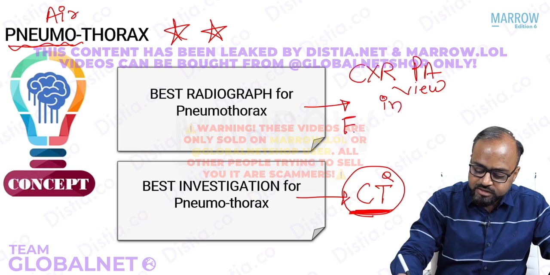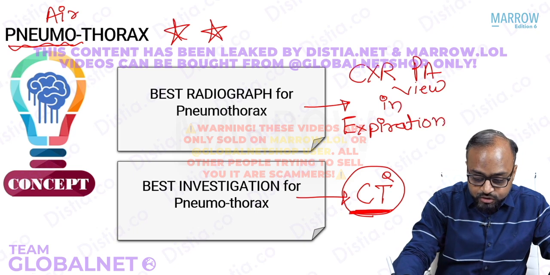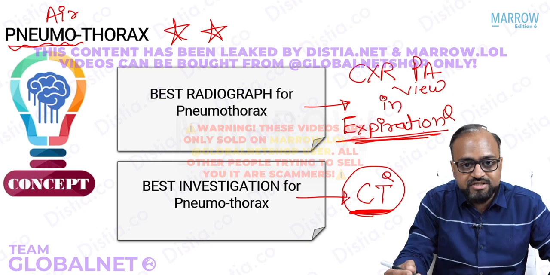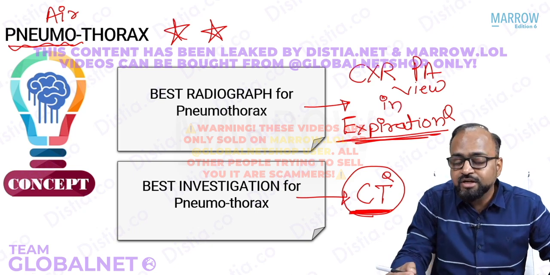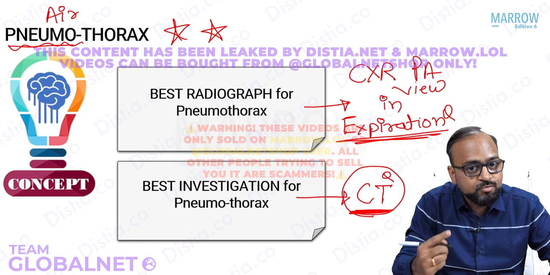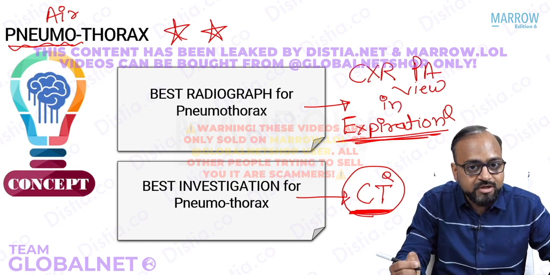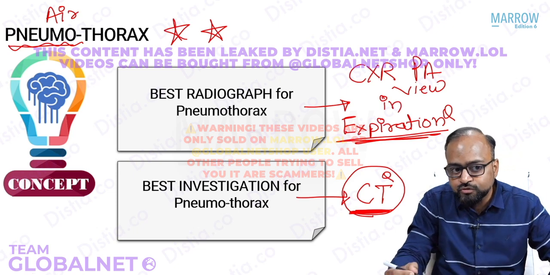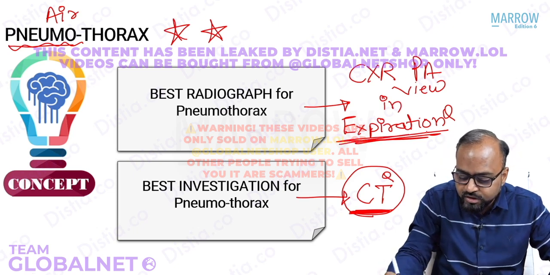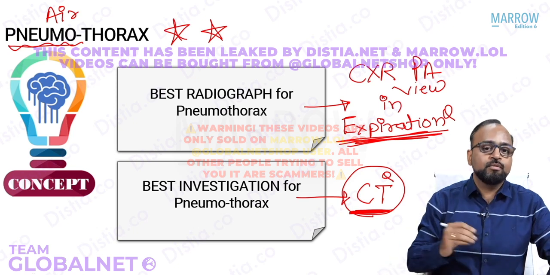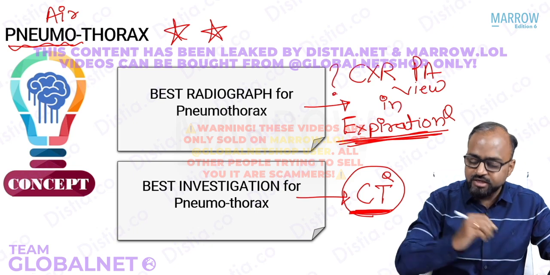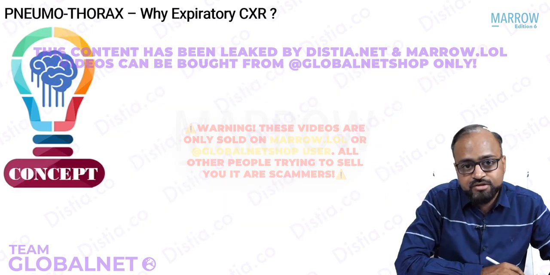in expiration. Remember, we have discussed the indications of expiratory chest radiograph in the basic chest X-ray discussion. Do you remember? That is where we first discussed that the most important diagnosis that can be made in an expiratory chest X-ray is pneumothorax. So the best radiograph for detection of pneumothorax is chest X-ray PA view done in expiration, whereas the overall best investigation is CT. Now the question is, why is expiratory chest X-ray the best radiograph?